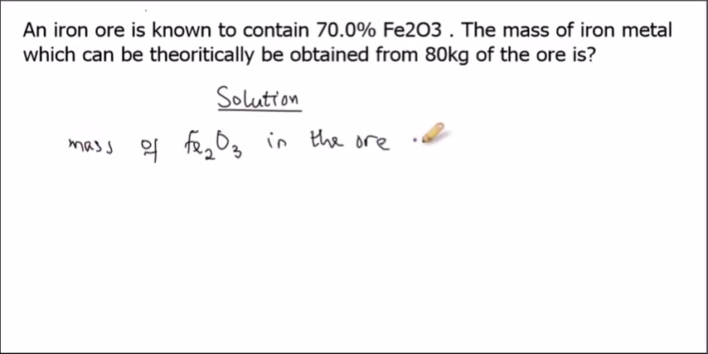So we say it equals 70% of 80 kg. Calculating this, we have 56. So the unit is in kilograms. So we've gotten the mass of iron(III) oxide.